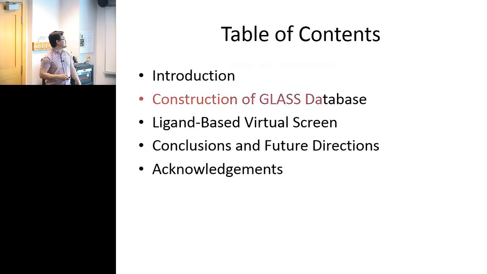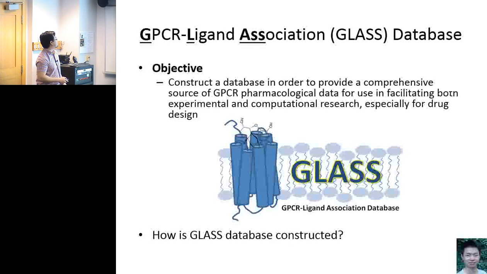Which leads me to the next aim, which is the construction of the GLASS database. The whole objective here is to construct a database to help subset all the GPCR-related pharmacological data, to gather all GPCR-related ligand-based data, which would be very useful in computational chemistry or computational biology efforts.